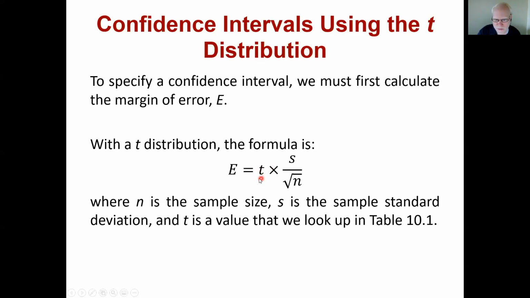Now we have a variable called t, and we find this from a table. So it's a little bit more complex than with the normal distribution, because you've got to look up this constant and you have to know how to find it. But we'll see in the coming slide that it's actually quite easy to find this constant.